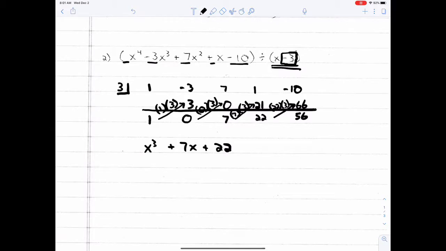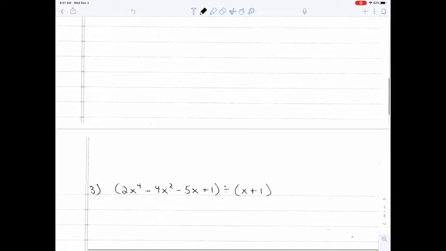And now, what's that last number? That last number is the remainder. So we put 56 over the divisor, which is x minus 3. And like I say, if you go back and look at the way we did it before, you get the exact same thing. Okay? All right.